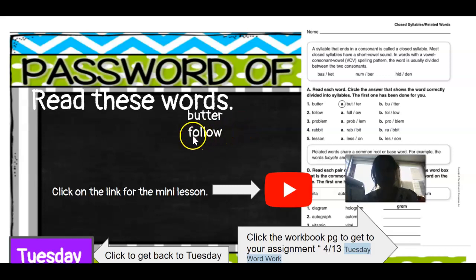Our next word, F-O-L, fol. Oh, I see the word part low. I already know that word as a third grader. I'm going to blend the two parts. Follow, follow.